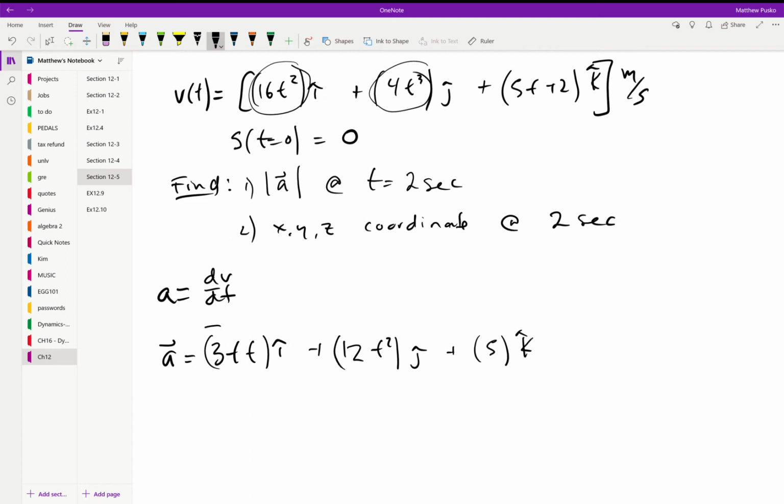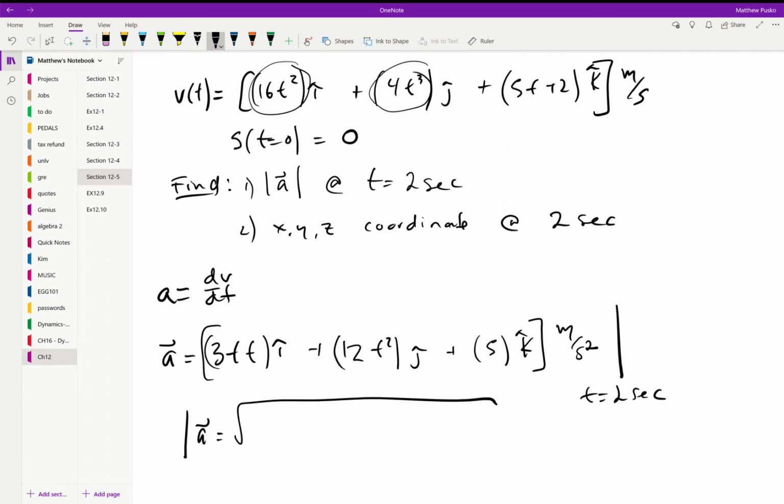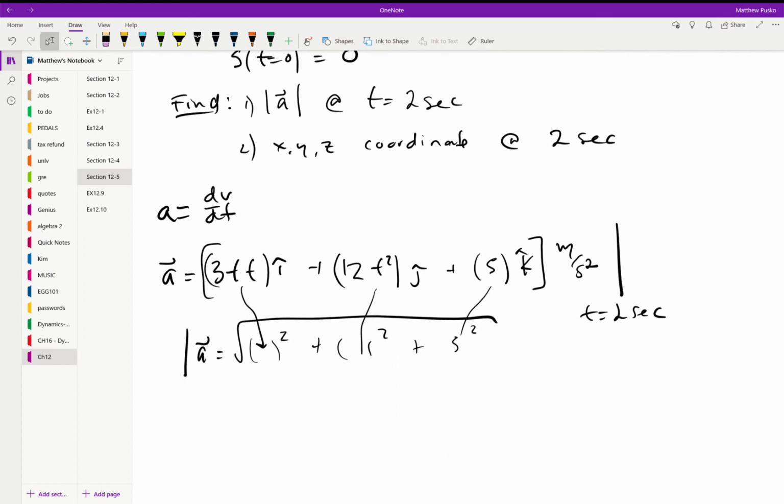That all is in meters per second squared, and if we evaluated that at t equal to 2 seconds, we would get our acceleration vector. To get the magnitude like they asked for, we would take the square root of whatever this is at 2 squared plus whatever this is at 2 squared plus 5 squared. Okay, so that would be your answer.